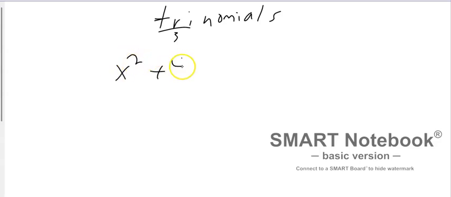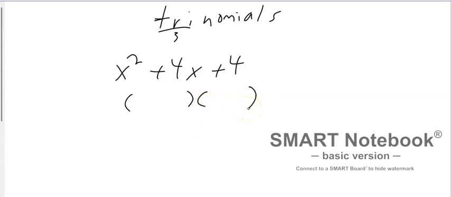Okay, now let's get into trinomials. Tri means 3, which means we're going to have 3 terms here, separated by a plus and a minus, or 2 pluses or 2 minuses, whatever. So trinomial means 3 terms. Let's just take a basic trinomial: x squared plus 4x plus 4. Now when we do this, we're going to break it down into 2 binomials.